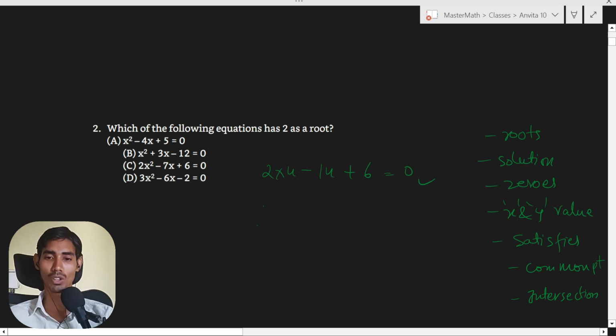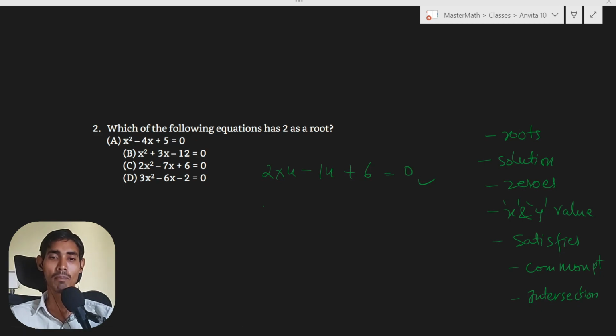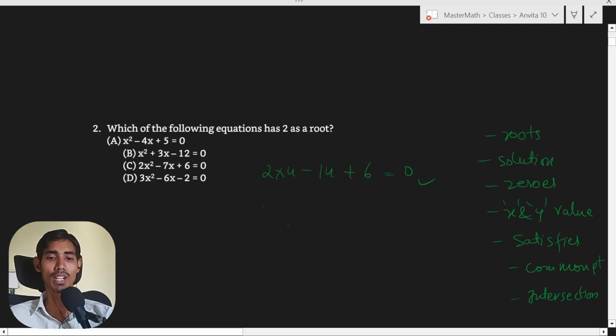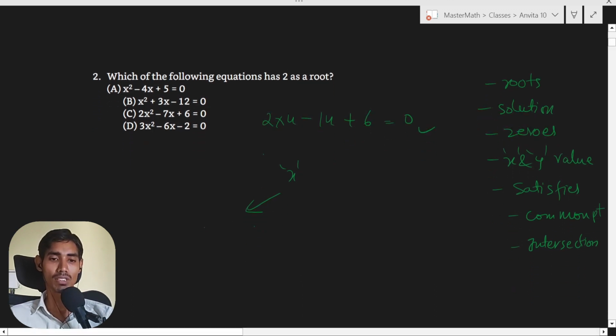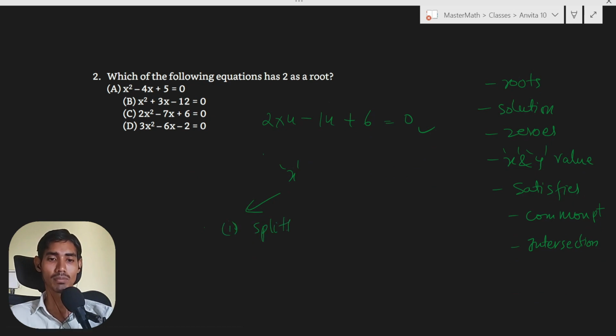I mean, for Olympiads and other entrance exams we have multiple options, but for our level it's not there. So our goal is to find the x value, and there are three methods that we'll be learning. First is splitting the middle term, which we already learned.